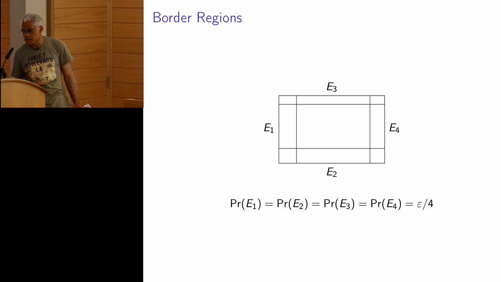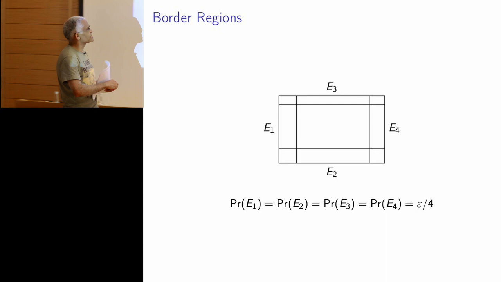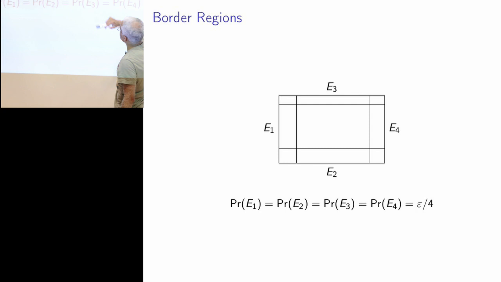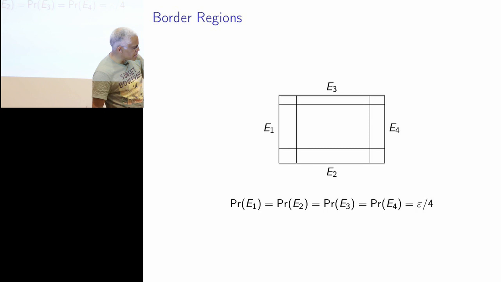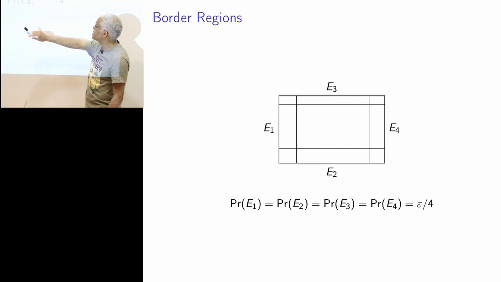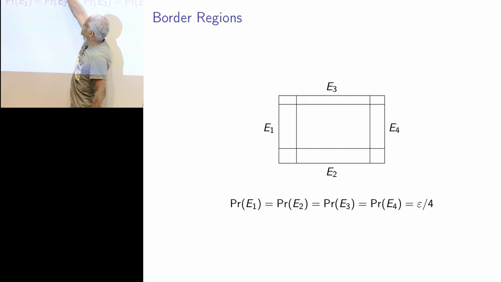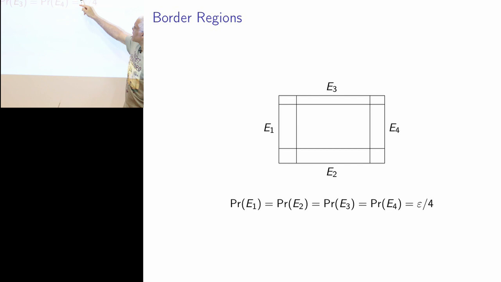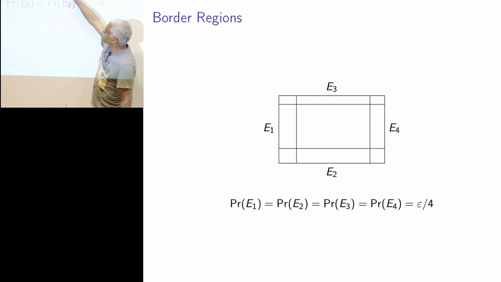So let's look at our target rectangle that we want to learn. And let's mark off some regions, which I'm going to call border regions, such that their probability, the probability of a point landing in the region under this distribution, is small. For instance, E1 is such that the probability of a point landing in this region is epsilon over 4. Epsilon here is the accuracy that I want my hypothesis to have. So this is my target accuracy, and I want to say how many samples I need to achieve this accuracy. So I mark off these four border regions of my target rectangle with mass epsilon over 4.